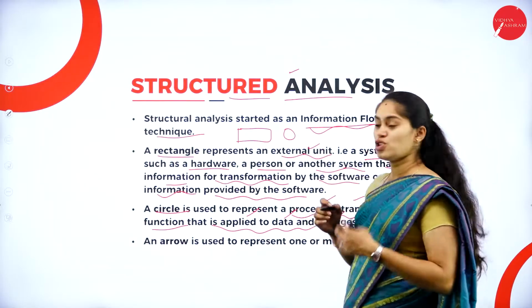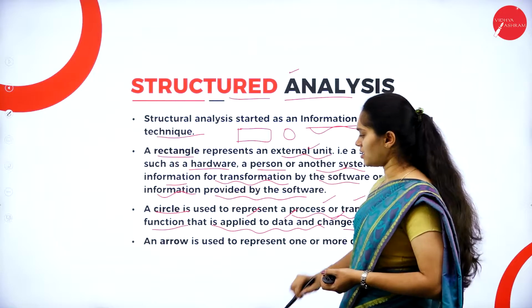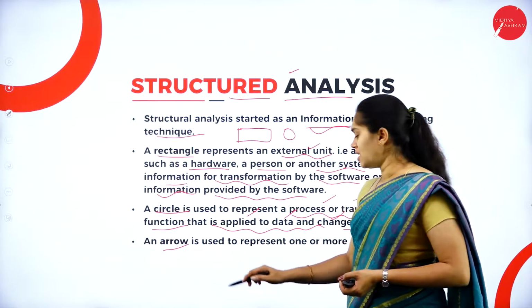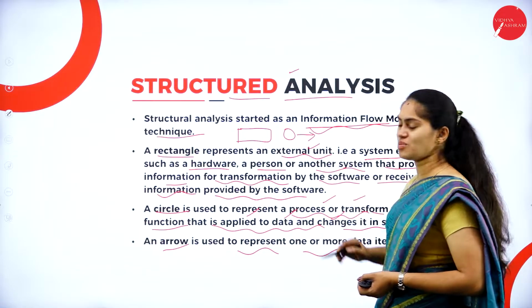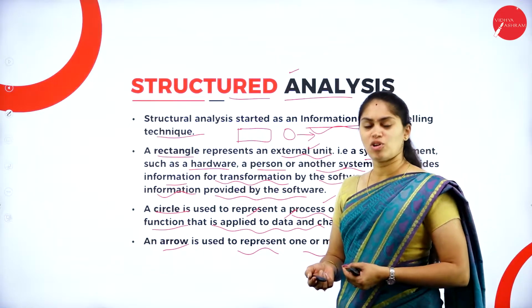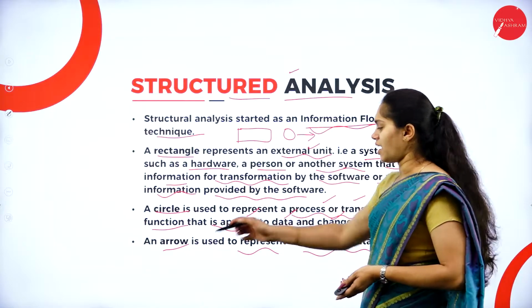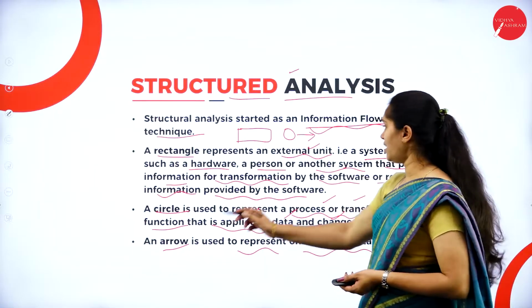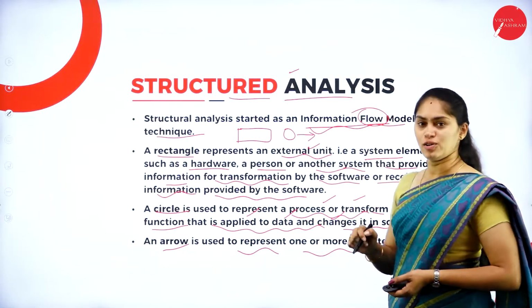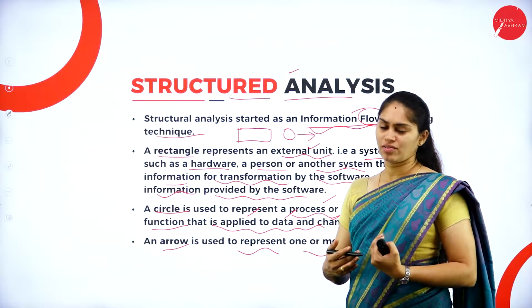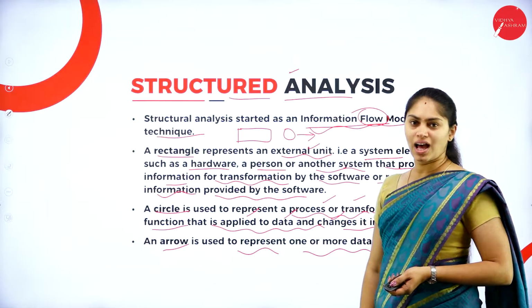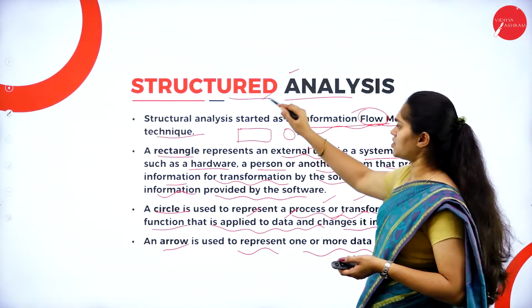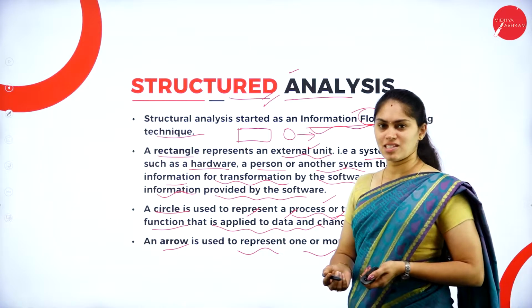So in order to show the transition, here we have a circle and we have an arrow that represents one or more data items. So how is data moving from one module to another module, what is the relationship? For that we are going to have this arrow, mainly in order to represent the flow, like how information is flowing from one module to another module. That is what structured analysis is. You are going to learn about this structured analysis in depth in my coming session.